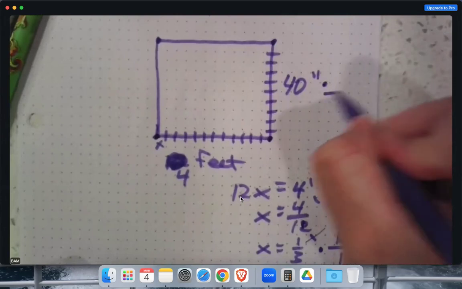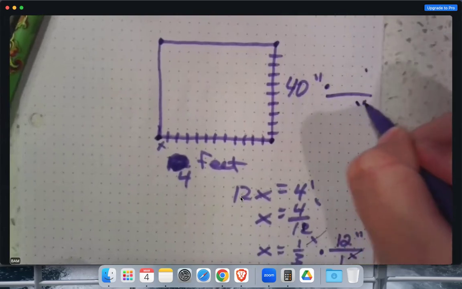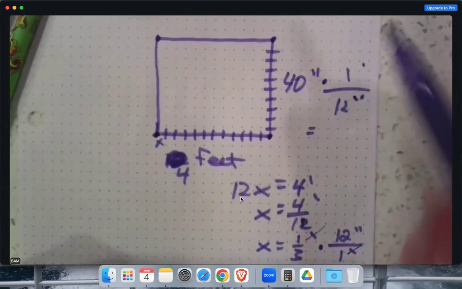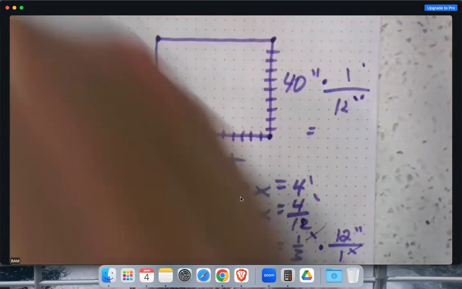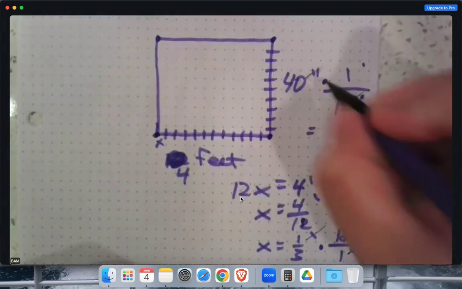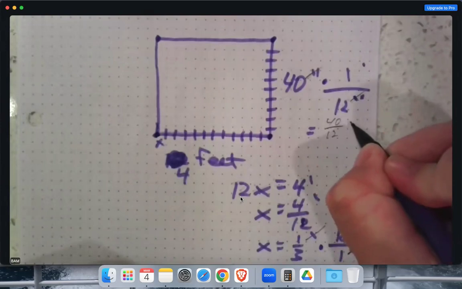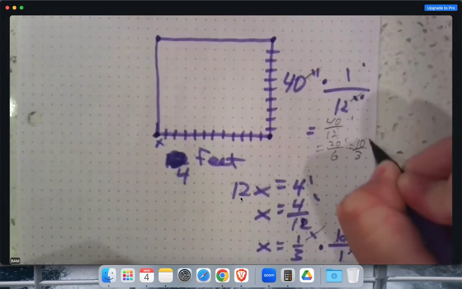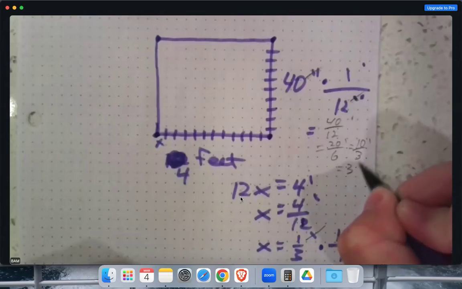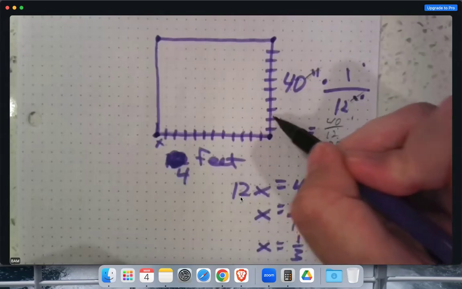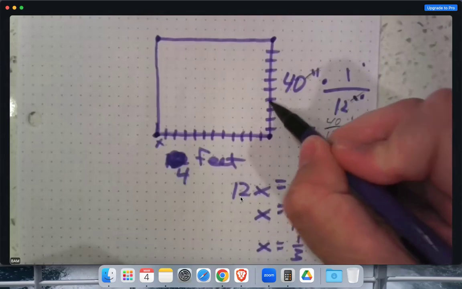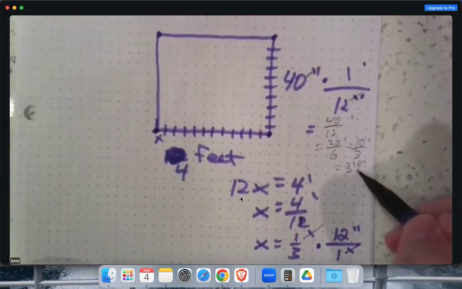And if I want to change that to feet, 12 inches in 1 foot, the inches cancel. Boom, boom. And you get 40 over 12 feet, which is 20 over 6 feet, which is 10 over 3 feet, which is 3 feet, 4 inches. Every 3 of these makes a foot. That's 1 foot, 2 foot, 3 foot, and a third.